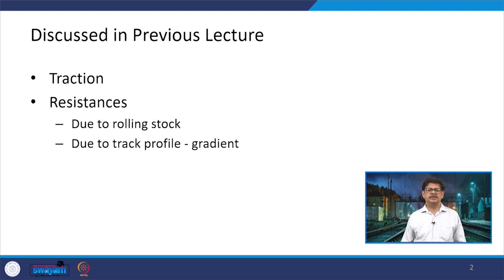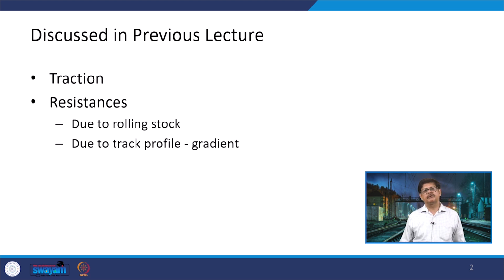We talked about the electric traction and the diesel traction and the locomotives. We discussed the various comparisons with respect to those two locomotives, and then we shifted to the resistances which are being offered by the track or by the rolling stock, and there we talked about the rolling stock resistances which can be independent of speed, dependent on speed, or atmospheric conditions.